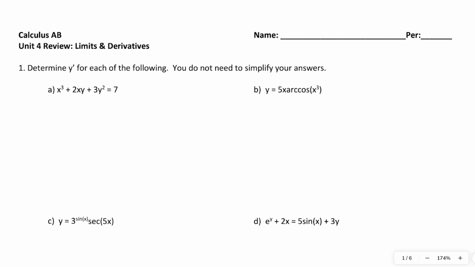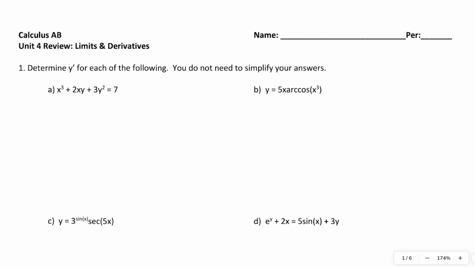Number one is asking for us to find the derivative y prime. And so on some of these, we'll have to differentiate implicitly. Some of them we will not. So when you differentiate implicitly, basically what I'm talking about is that if you have an equation where the y is not isolated, that's when you're going to be differentiating implicitly. So let's just go ahead and start with A. We're trying to find y prime.